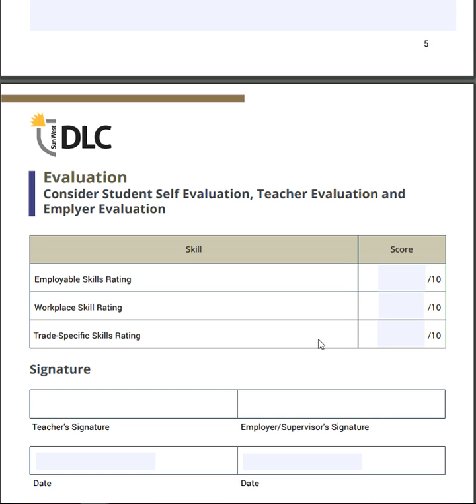So hopefully this explains your evaluation document that you'll be using with the student, as well as the work experience teacher in the 50-hour work placement for your student.